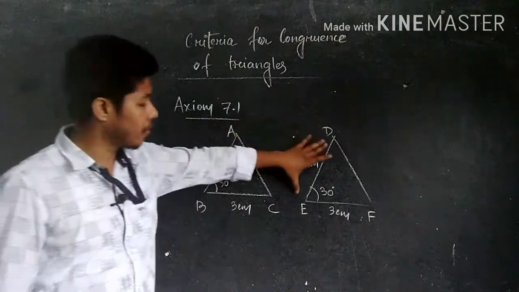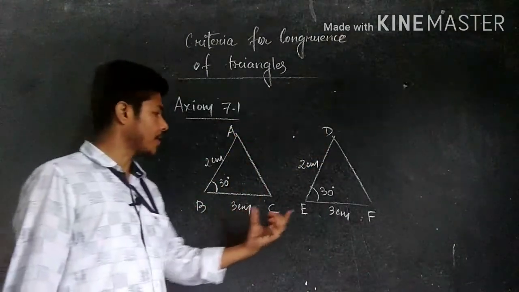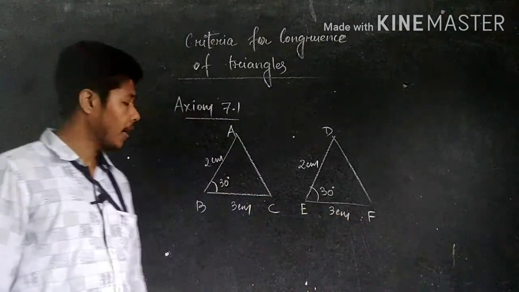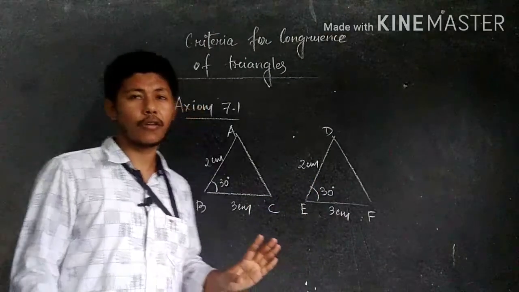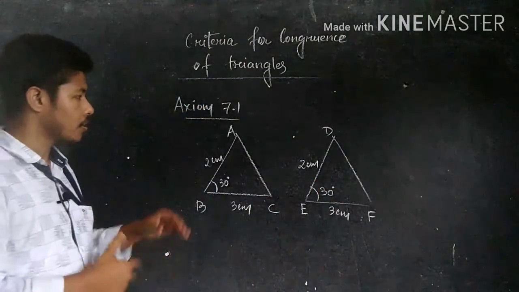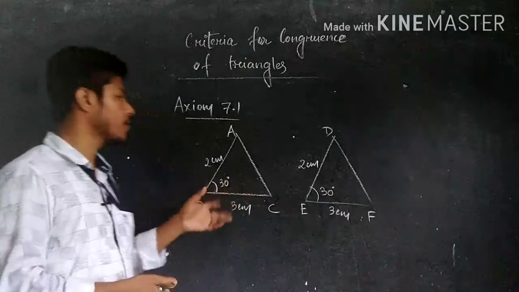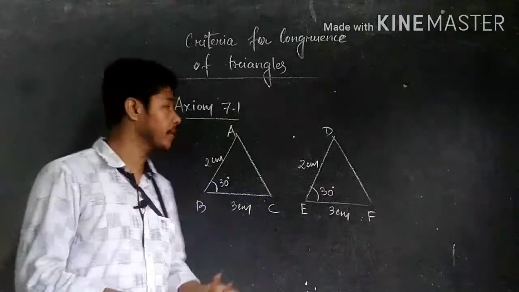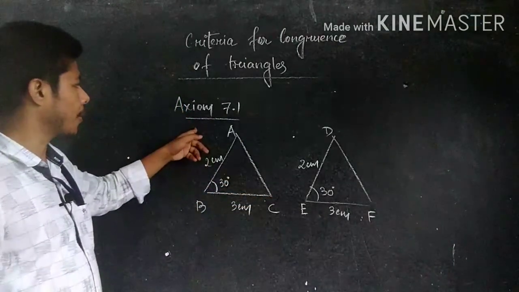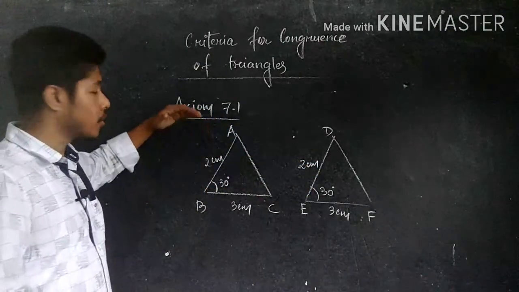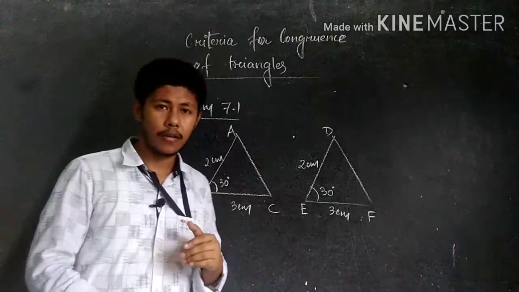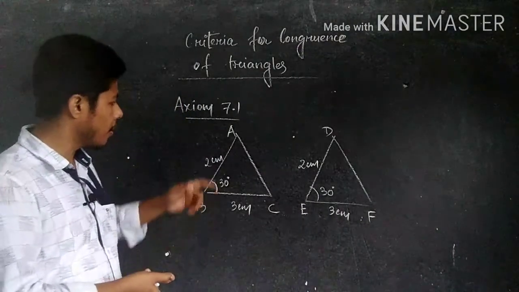AB side equal to DE, BC side equal to EF, and angle B is equal to angle E. These three conditions are only given here. So from here, how can we say these two triangles are congruent, or what we can say here? So this type of figure comes under axiom 7.1. So now, the main concept is what here?